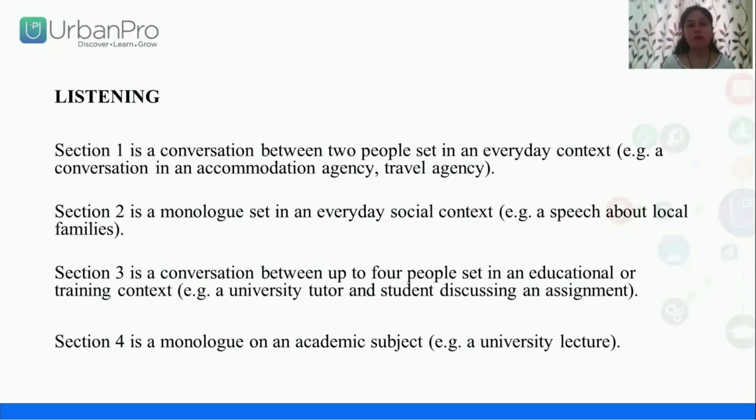So section 4 is quite tricky as compared to section 1 to section 3. So that is the difference between section 4 and sections 1 to 3. It's quite easy, but you have to practice a lot in the listening section.